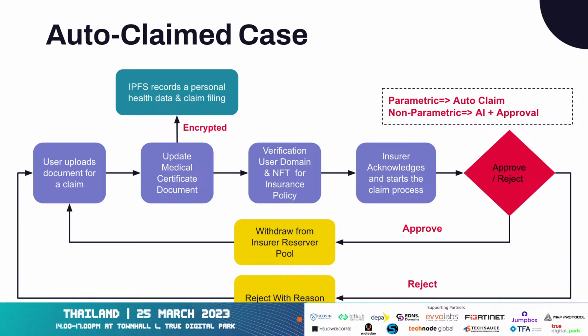First one is for non-parametric, just normal insurance. You come and upload some proof of claim, like a medical certificate document, and then it's recorded with an IP address. We map the data, verify it with your own domain and the NFT policy authenticator, and then notify the insurer. They'll know whether it's approved or rejected, and you'll know the reason anyway. If it's approved, you get the funds. For non-parametric, it's going to use AI. For parametric insurance, it's an auto claim, because it's already paid.